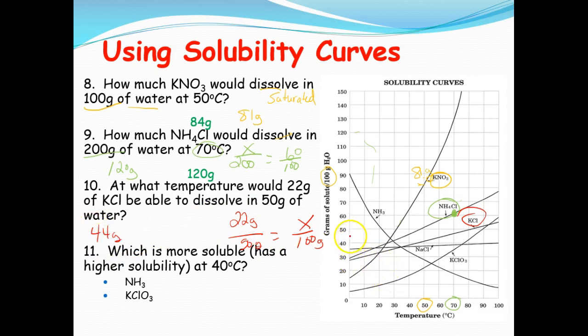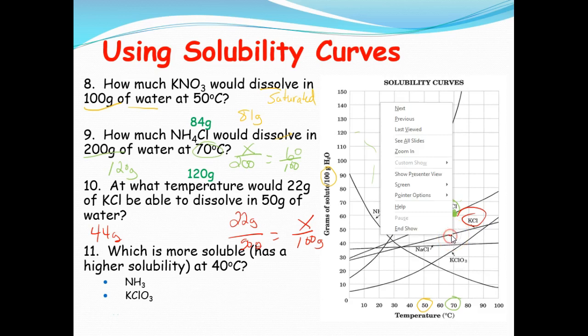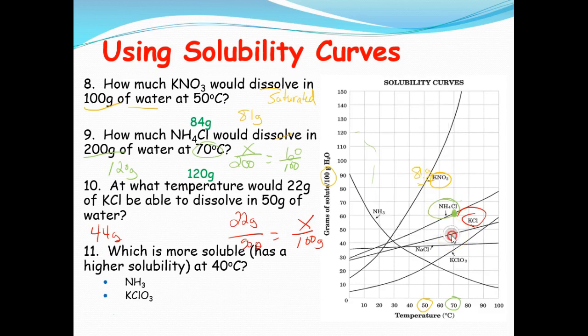So what you do is you find 44 grams, come over and touch the line, and it's approximately right there. You'll see that it's about 68 degrees Celsius, because this is 44 at 100 grams, so 68 degrees Celsius. Let's see what we got.